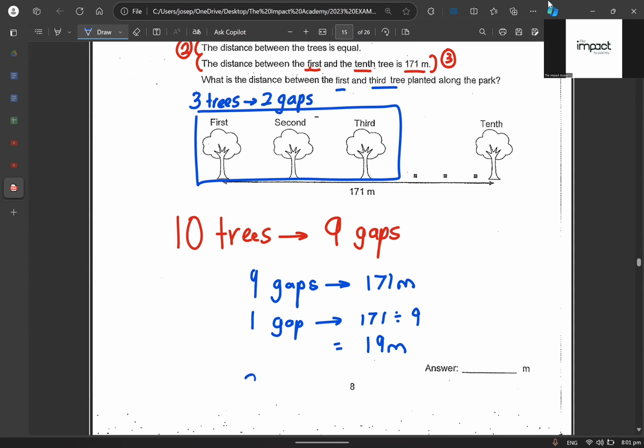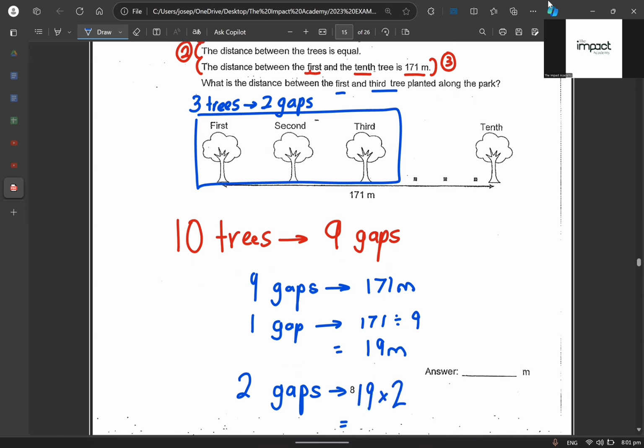Very good. So that means how many gaps are there? There must be 2 gaps. Am I making sense or not making sense? Do you understand or don't understand? All right. Okay, so we get to 19 times 2, okay? Therefore, our answer for this question has to be 38 meters, and this is my answer for this question.